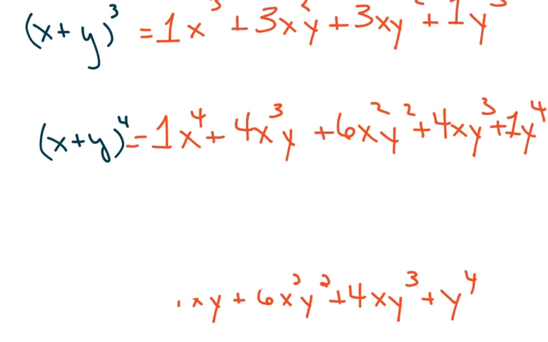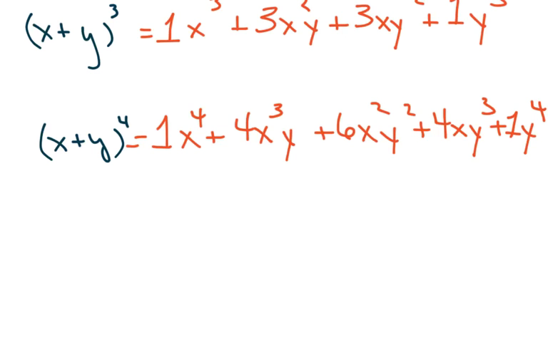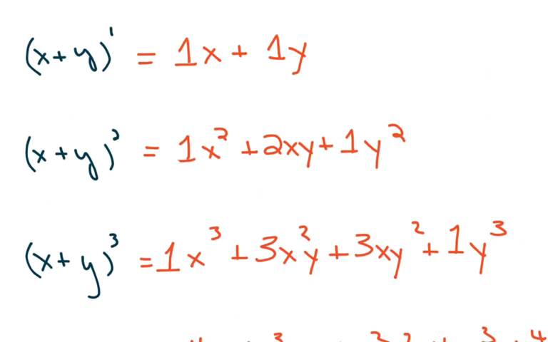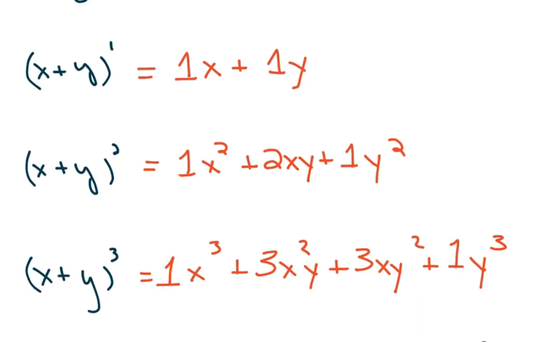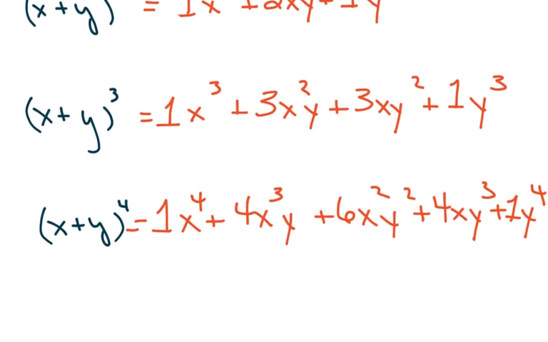All right, now I'm going to go back and establish this pattern. Let's talk about what we see happening here every time we multiply by another x plus y. Notice that the first term and the last term are ones. 1, 1, 1, 1, 2, 1, 1, 3, 3, 1, 1, 4, 6, 4, 1.